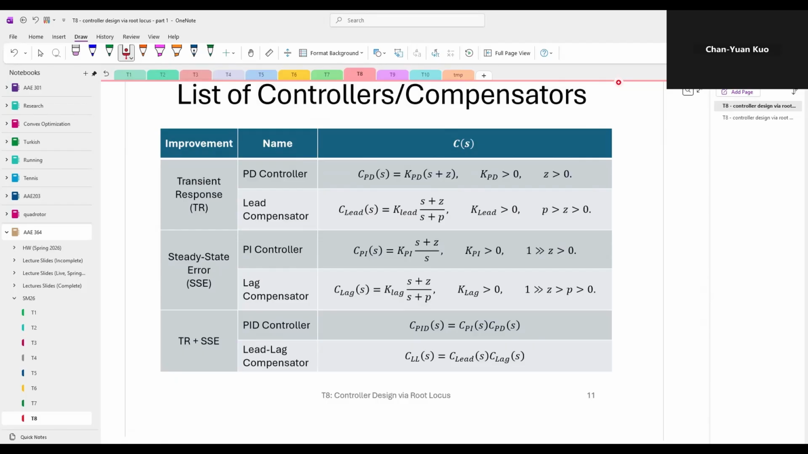Specifically, the PD controller and lead compensator are mainly used to improve transient response. On the other hand, the PI controller and lag compensator are mainly used to improve steady state accuracy. And if we need to improve both the transient response and the steady state performance, we can use either a PID controller or a lead lag compensator. Over the next few slides, we will take a closer look at each of these controllers before learning how to design them using the root locus.